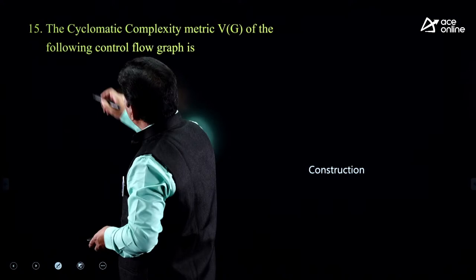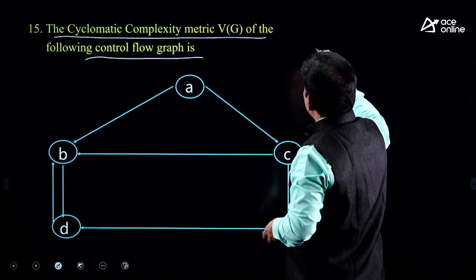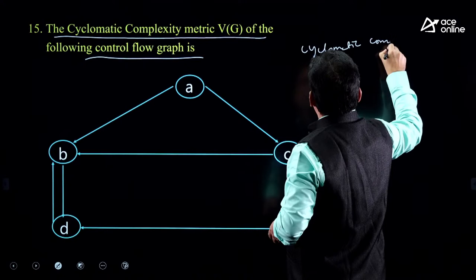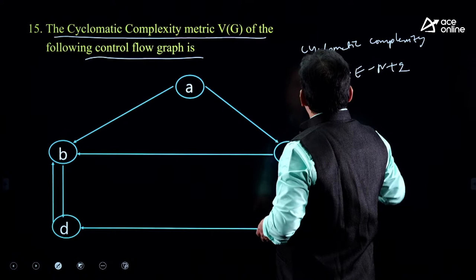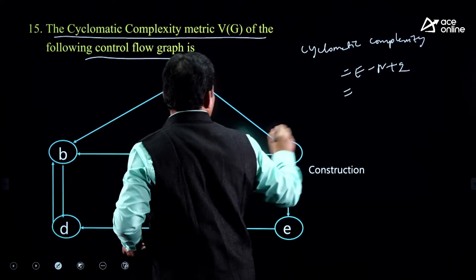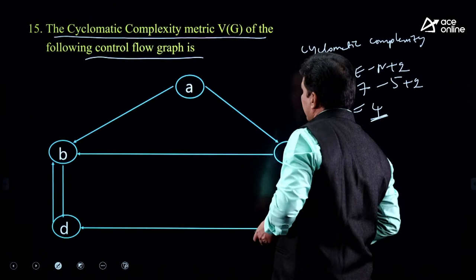Coming to the next question, what is the cyclomatic complexity metric of the following control flow graph? Just see, this is the given control flow graph. Cyclomatic complexity can be calculated as E minus N plus 2. So the number of edges: 1, 2, 3, 4, 5, 6, 7. Number of nodes: 1, 2, 3, 4, 5. Plus 2. So what is the cyclomatic complexity here? Cyclomatic complexity for the given graph is 4, right?